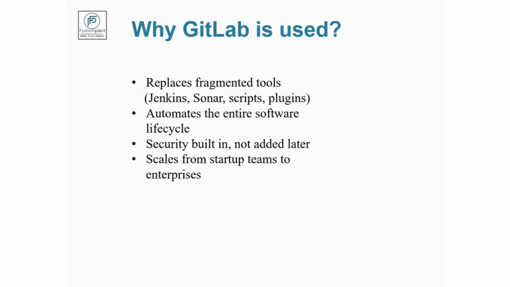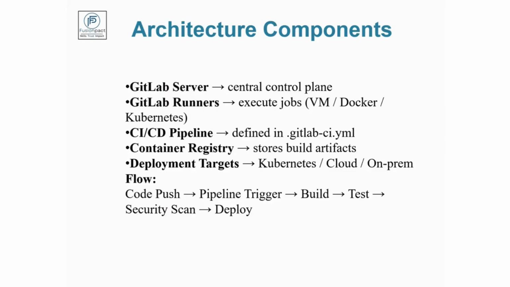Let's see why GitLab is used. Traditionally, teams use Jenkins for CI, Sonar for code quality, scripts for deployment, and separate security tools, whereas GitLab replaces all of them within a single integrated system. Also, security is built into the pipeline itself and is not added later. It works well for startups as well as for large enterprises.